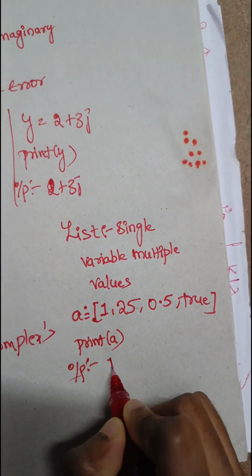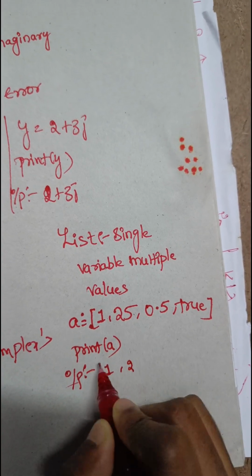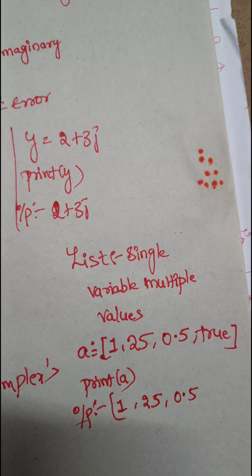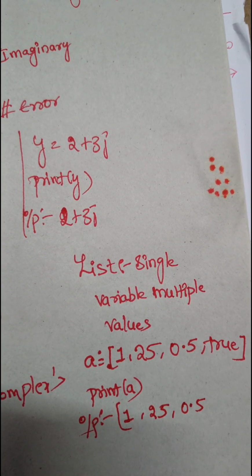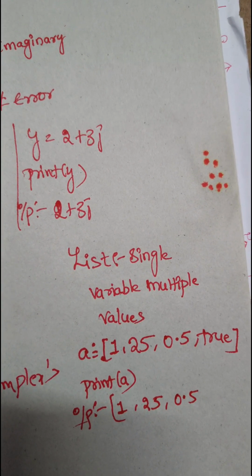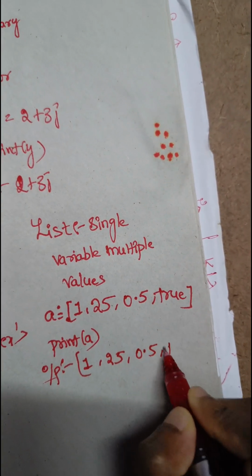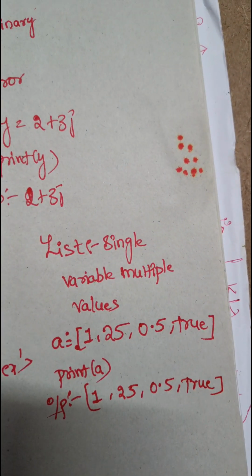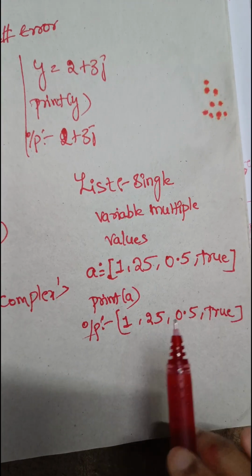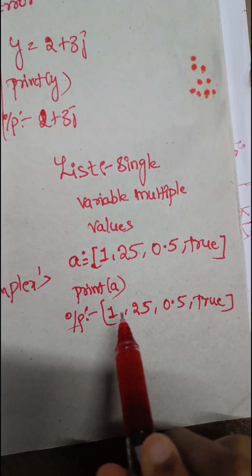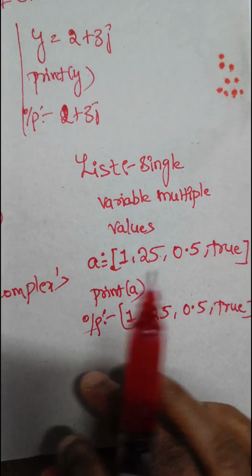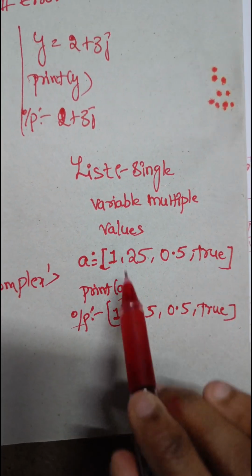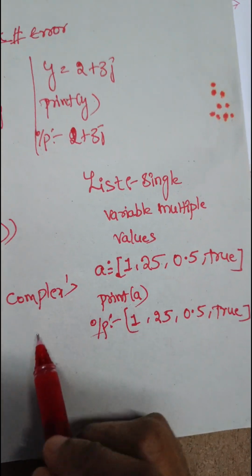O by p stands for output, right? 1 comma 25 comma 0.5. Next, true will be your answer. So after looking at this answer, you may get a doubt: will these brackets be printed or not in the output? The brackets will be printed, okay? And now see here, the same output is what you are getting.